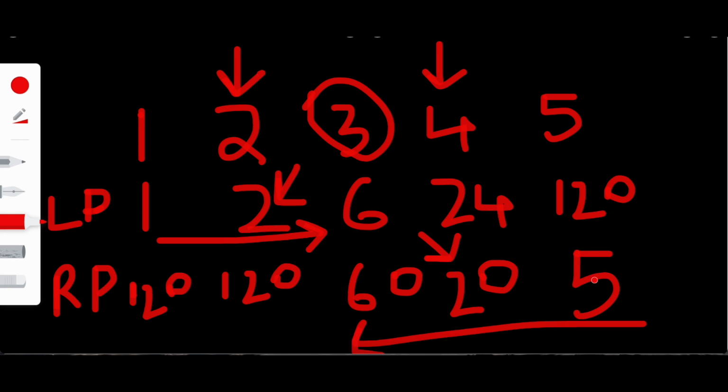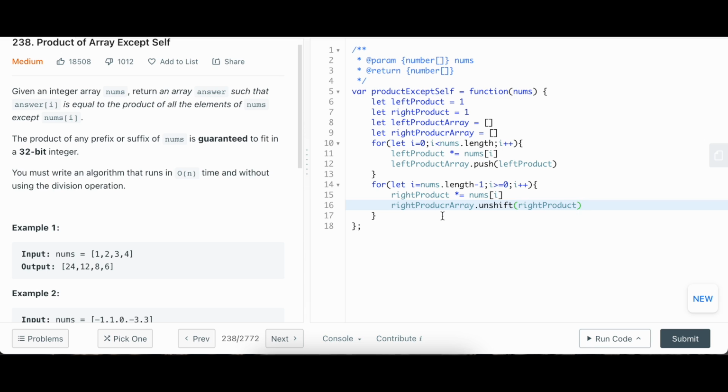That way we will first have 5, and then if we push 20, that means 20 will come after 5, which is something that we don't want. We want 20 to come first and then 5. So whatever product we are calculating, it should be the first one. So we will unshift it.